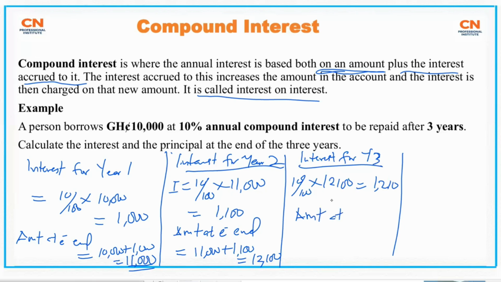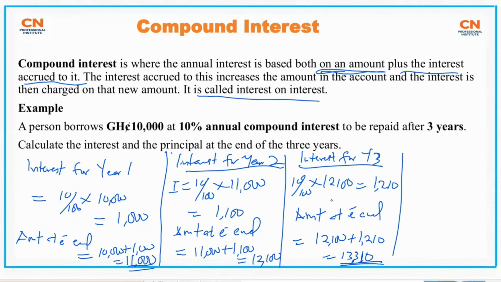So the amount at the end will be equal to the 12,100 plus 1,210, and that will give us 13,310. So you see, this is the amount at the end if it's compound interest.